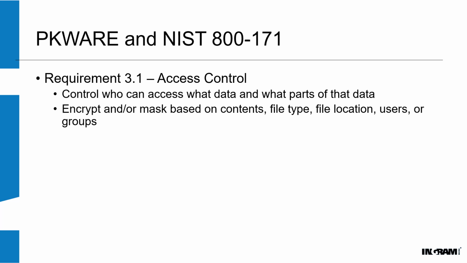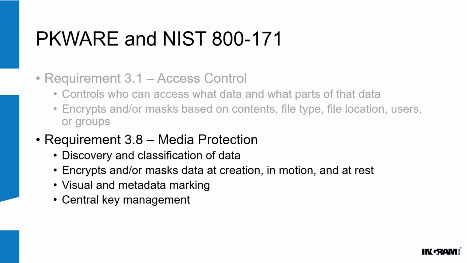To give you an example of what's underneath that, 3.1.3 is control the flow of CUI in accordance with approved authorizations. 3.1.5 is employ the principle of least privilege. Those types of things. That's what's under requirement 3, 3.1 of access control, and some ways PKWARE is going to help with that.